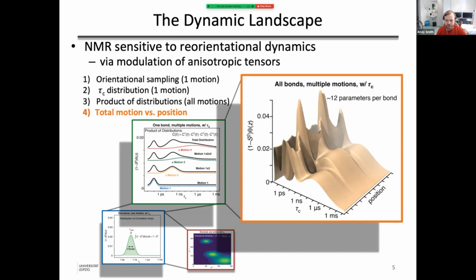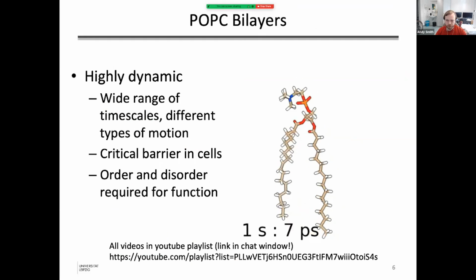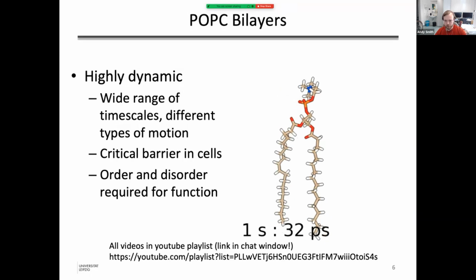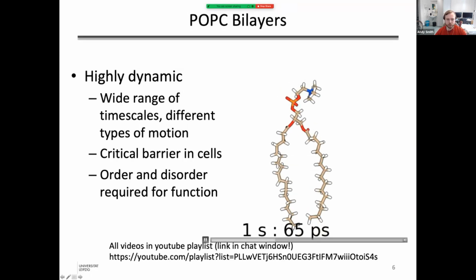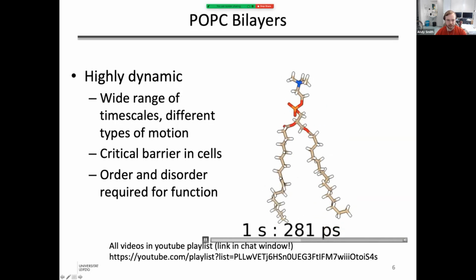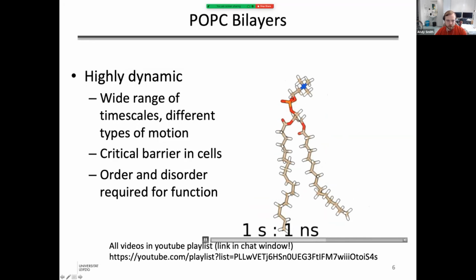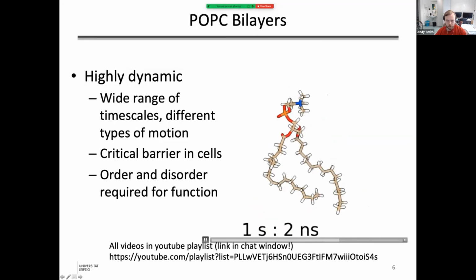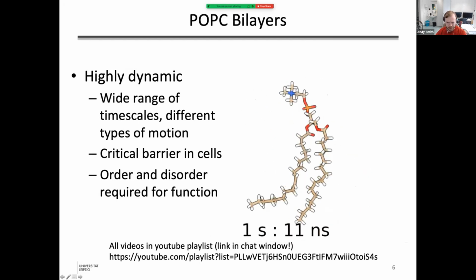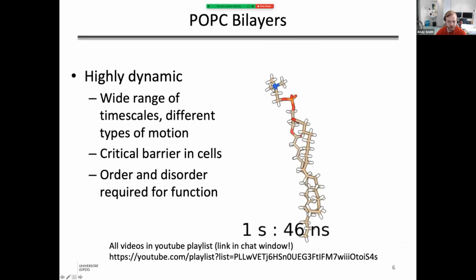And so to demonstrate the approach that we're proposing, I'm going to use POPC bilayers. And so why we chose these? Well, first of all, they're highly dynamic. All positions on the molecule have a very high amplitude of motion. Those motions are distributed over multiple orders of magnitude, so multiple timescales. And they're also functionally important. I mean, they're a critical barrier in cells.